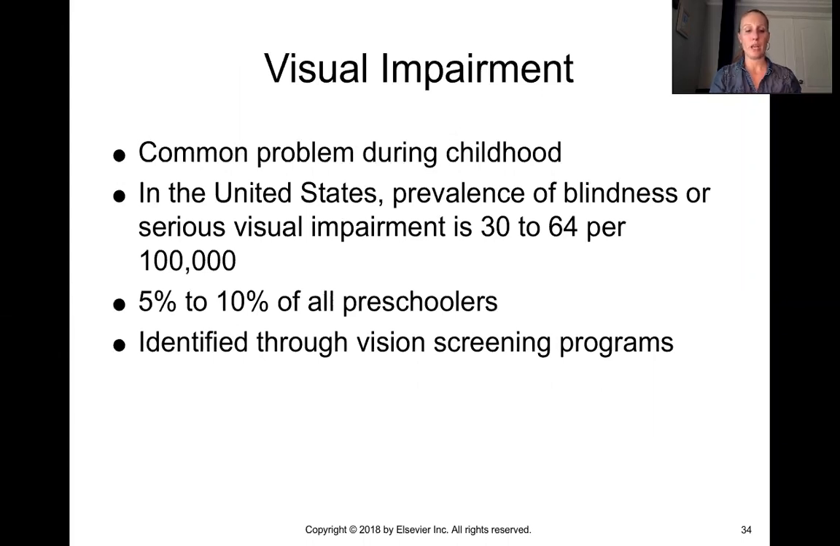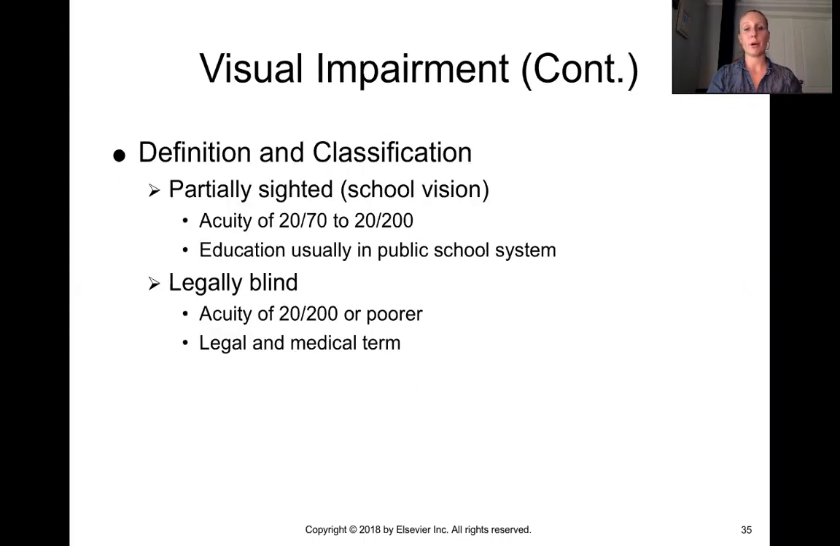So when we're looking at visual impairment, we can look at a couple different levels. We're looking at the partially sighted and the legally blind. Partially sighted are, like it says here, educated in the public school. And legally blind is not a medical term, it's a legal term. So it's very clear, it's legally blind, and it is a legal term. It is not a medical diagnosis.